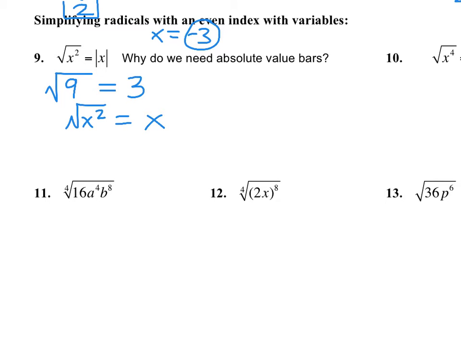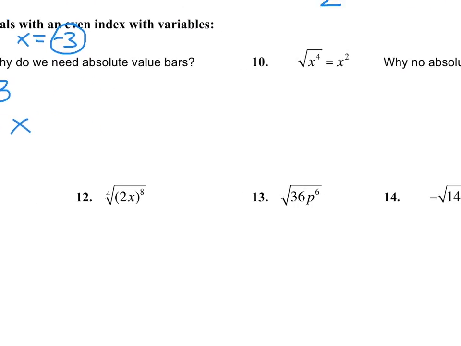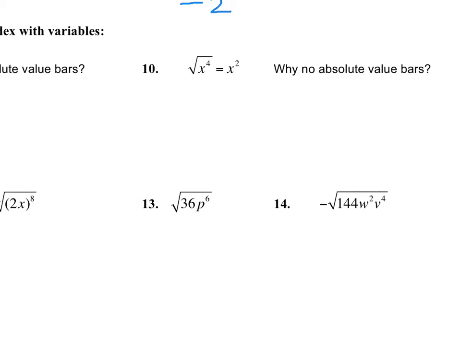Alright, so the reason we need absolute value bars is because x might be negative. And then when you square a negative, it's going to be positive. And then when you square root that, you want it to still be positive. Okay. Over here, we don't need absolute value because x squared cannot be negative.